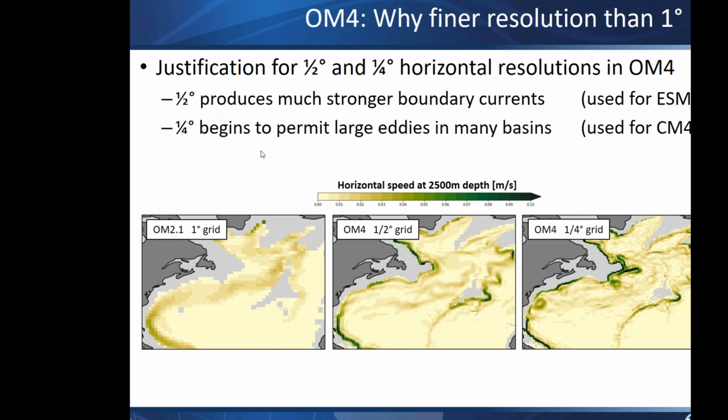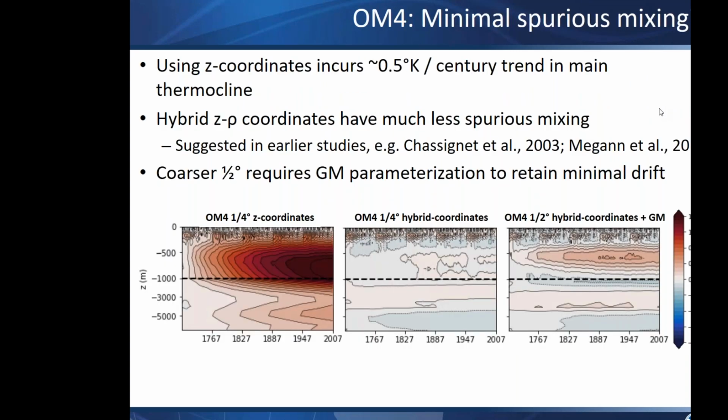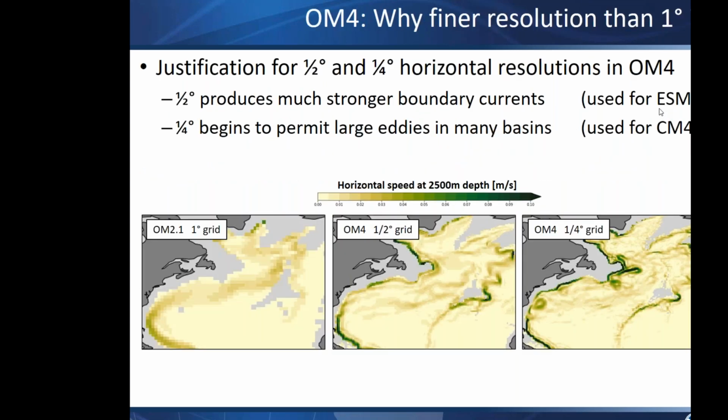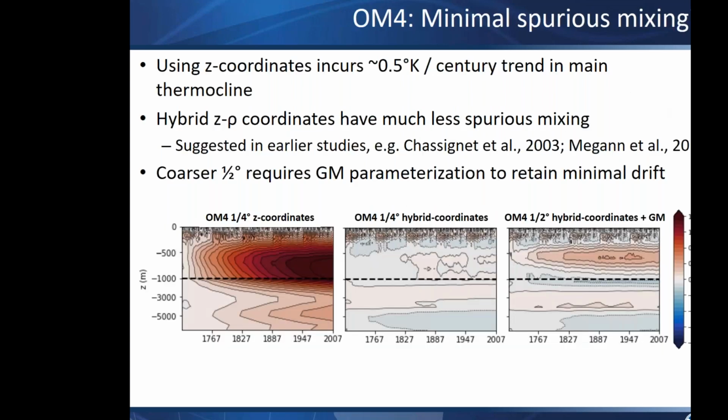And the question is, well, why just make those incremental steps? So as you go from 1 degree to 1/2 degree, you pick up stronger boundary currents, you are able to better represent the topography. And then as you start to go to higher resolution, you start to be able to permit large eddies in some of the ocean basins. And so we've used this 1/2 degree model, which is significantly cheaper, for our Earth system model, which has a large number of biogeochemical tracers. The finer resolution is the one that we use for our coupled model.